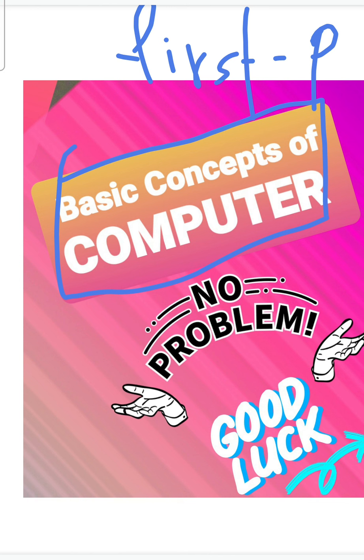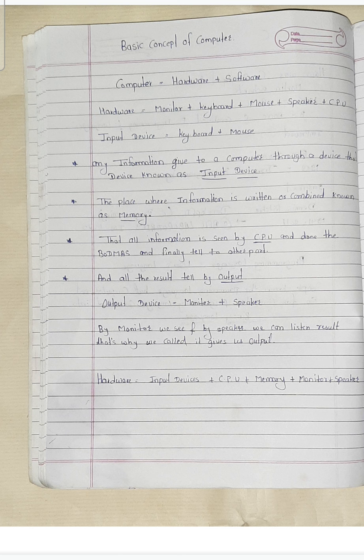All such basic concepts which are very important while using a computer or laptop, we will teach you. So don't worry, there is no problem when I am here for you. So good luck guys. Let's move toward the topic. So let us start the topic: basic concept of a computer.